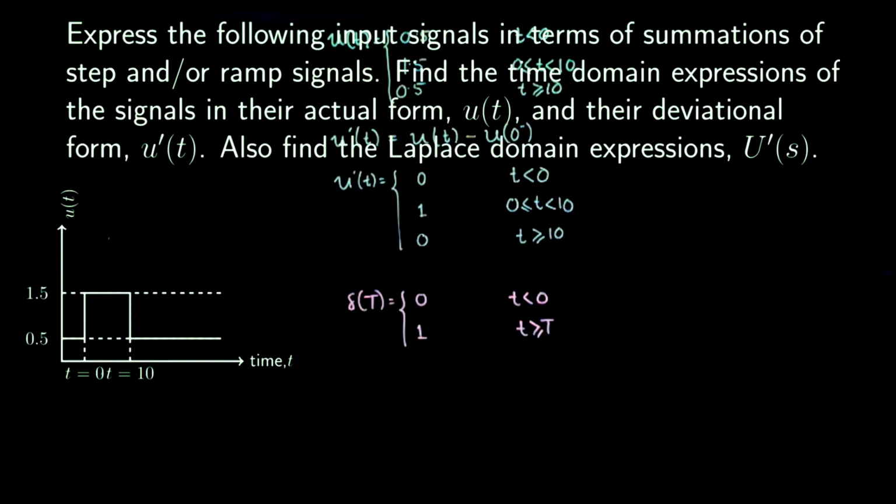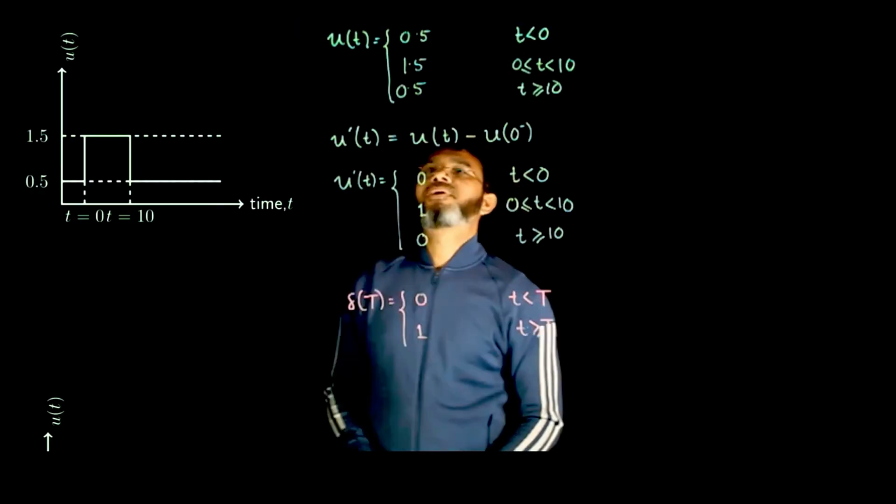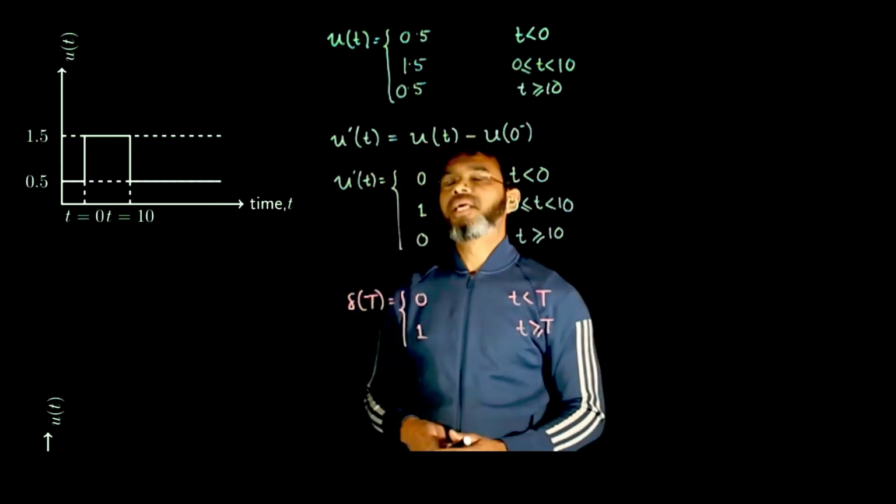In this session, we look at the input signals other than steps and ramps. However, those can be expressed as a summation of steps, or a summation of ramps, or a summation of both steps and ramps. So let's first look at the pulse signal here.